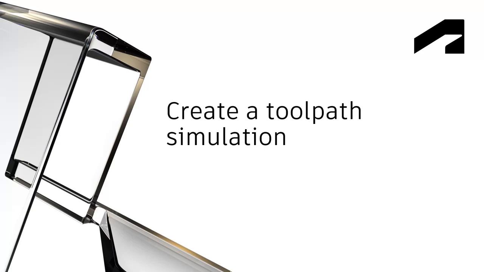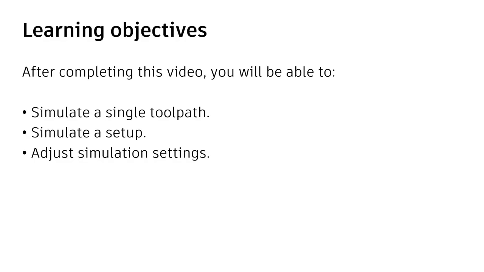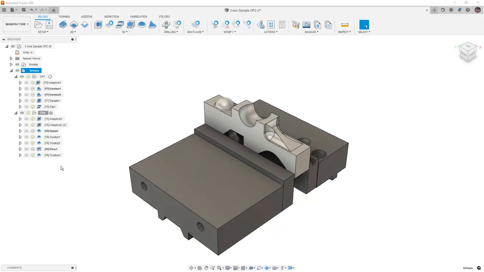Create a toolpath simulation. After completing this video, you'll be able to simulate a single toolpath, simulate a setup, and adjust simulation settings. In Fusion 360, we want to carry on with our 3-axis sample op2.